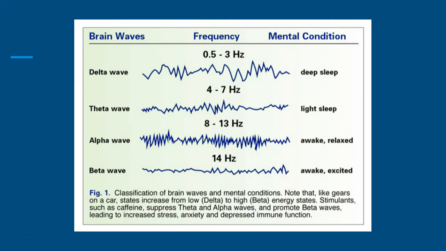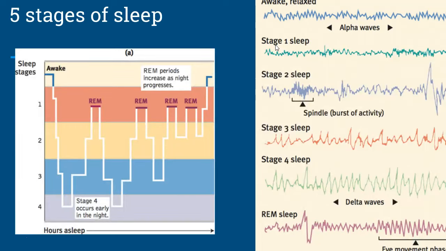So here's kind of what they look like. Alpha waves are these shorter waves, awake and relaxed, and then delta waves are these bigger, slower waves, characterized by deep sleep. Also know that if we go back a little bit, in stage 2, this burst of activity is called a spindle.